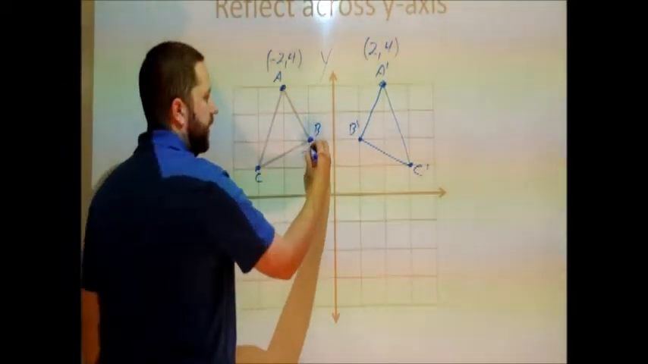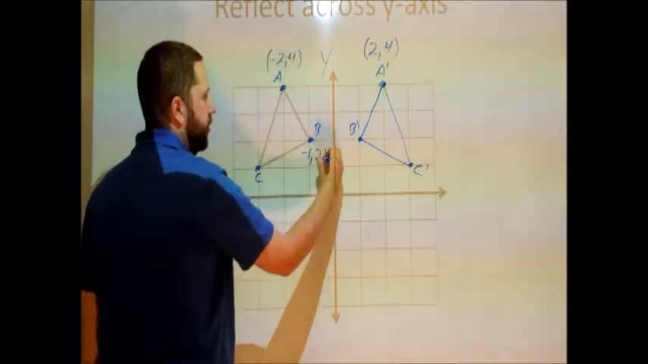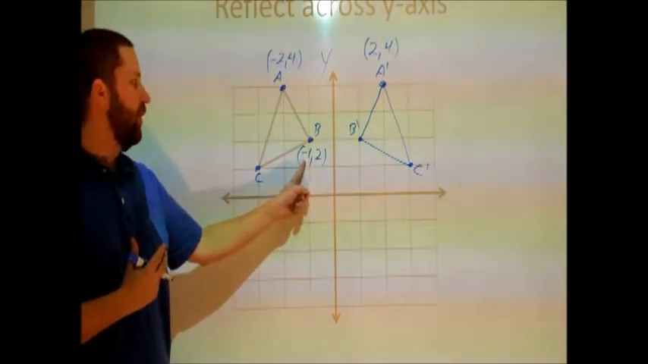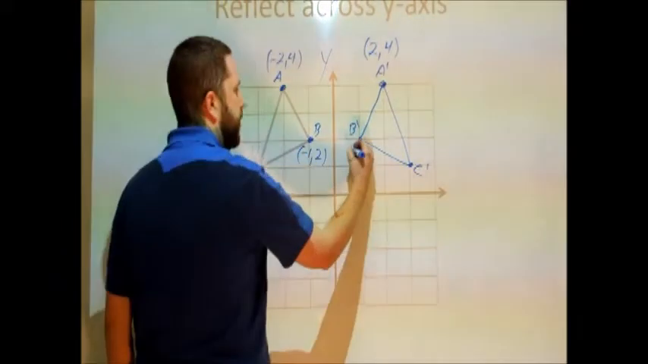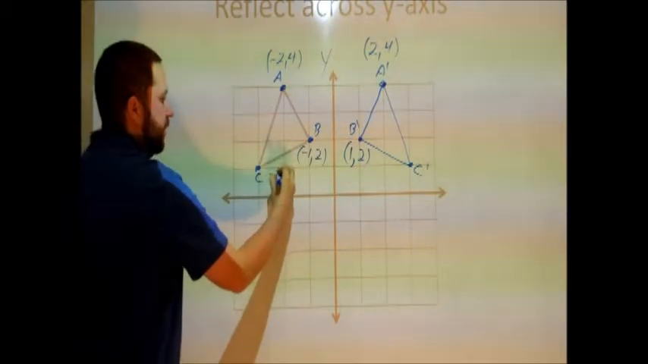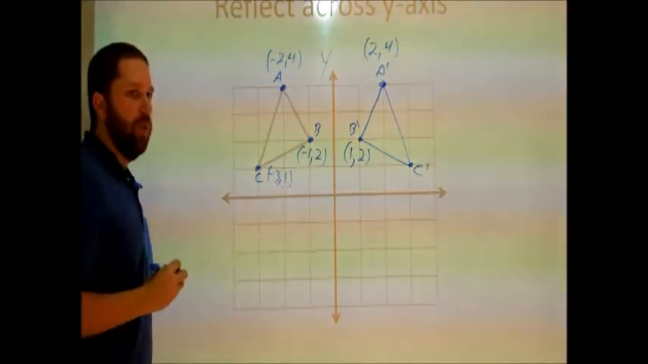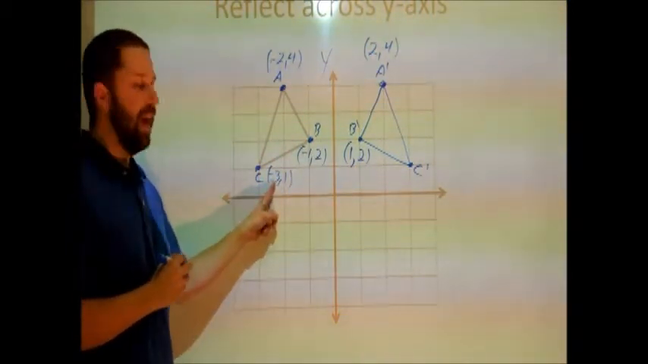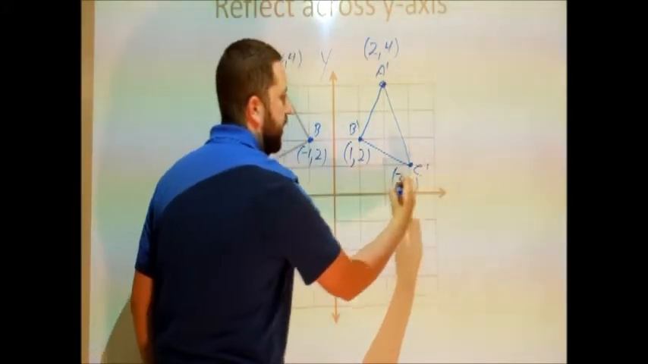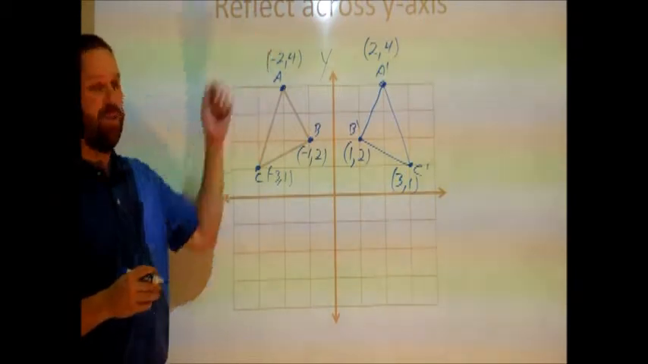So this would be -1, 2. So B prime, we would change the x to a positive and keep the y the same. Is 1, 2. C is -3, 1. So once again, we're just going to change the x from -3 to +3 and keep the y the same. And that's reflecting across the y-axis.